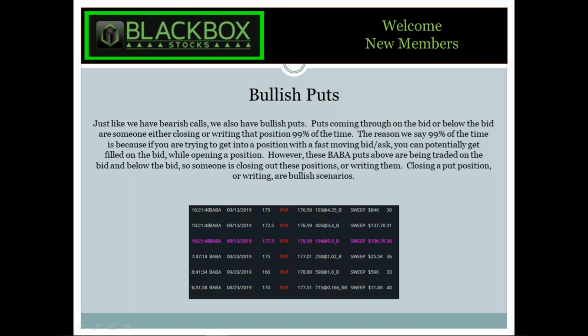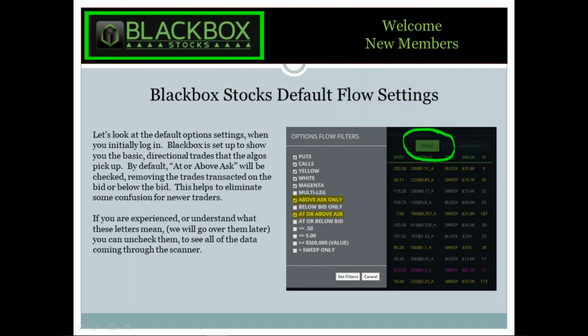So we say 99% of the time, because if the bid-ask spread is moving as we execute, you can get the best fill possible. But 99% of the time, if we see put activity coming in bid side, like this graphic shows, that's someone closing out of that position or writing the position. Your default settings do not show that because it can be confusing. So the default settings say if you see calls, it's bullish. If you see puts, it's bearish. So go to your filter section over here, above ask only, and at or above ask are checked by default. If you want to see that bid side activity, you have to uncheck those two settings. By default, you will not see bid side activity.